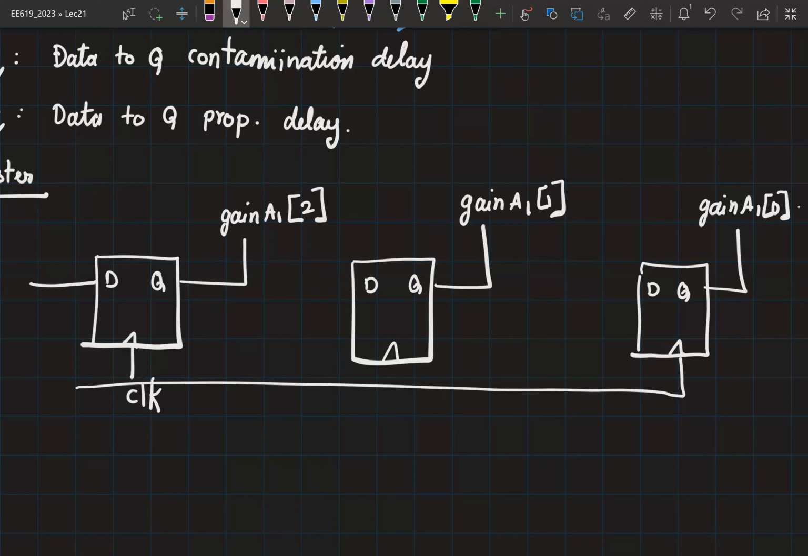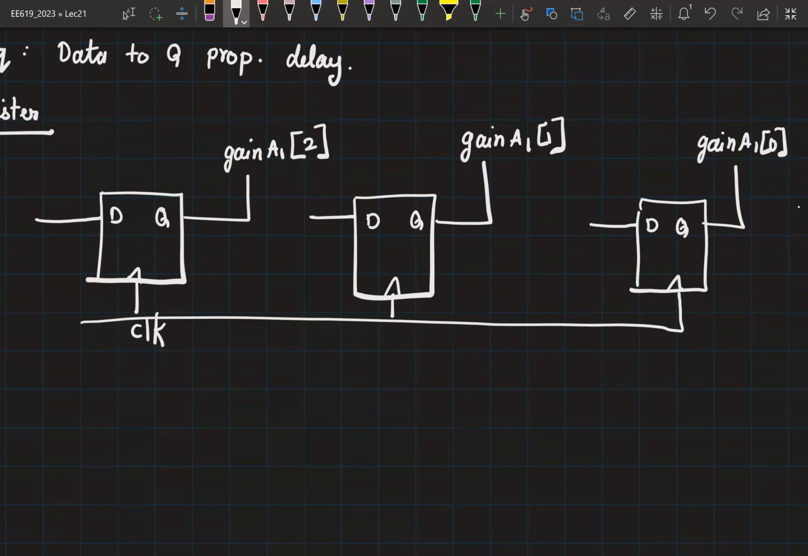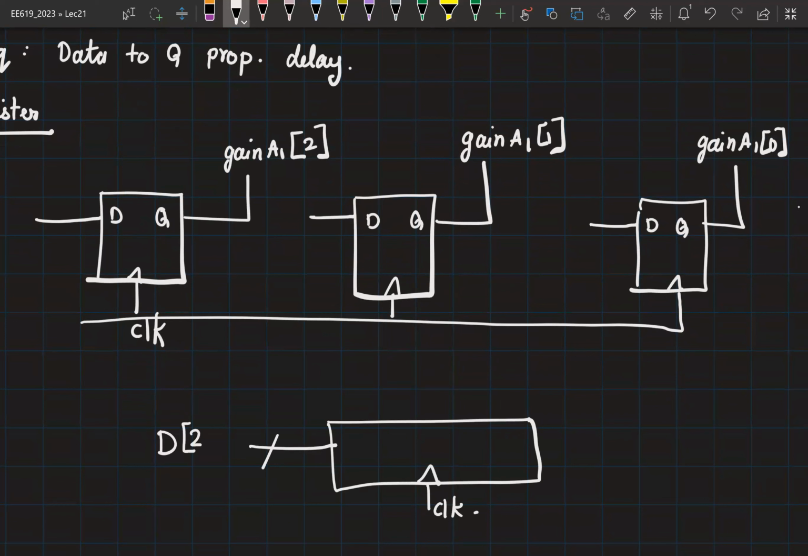Their D inputs are coming from the SPI related module that you have written. So then this is what we call a register. Gain A1 is now a register consisting of 3 bits. And it's very common to simply represent it like this. So you'll have a single clock. You have the data coming in, which is 3 bits, say 2:0. And then you have the output with gain A1, 2:0. This is the definition for a register.